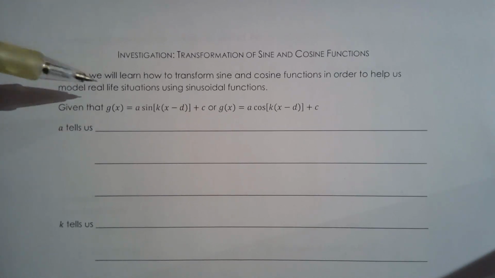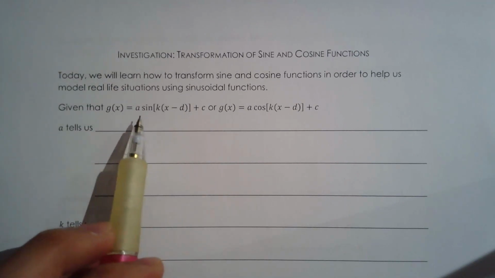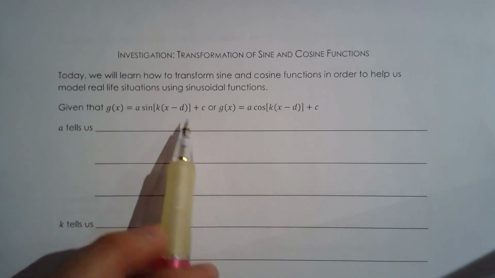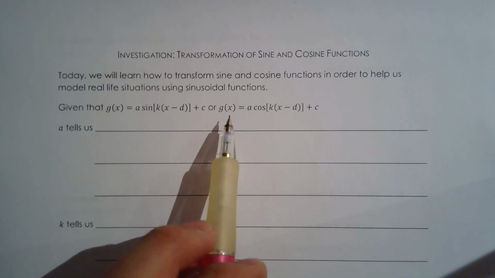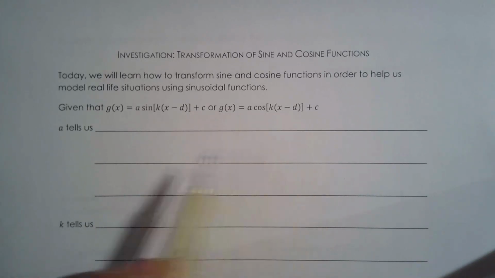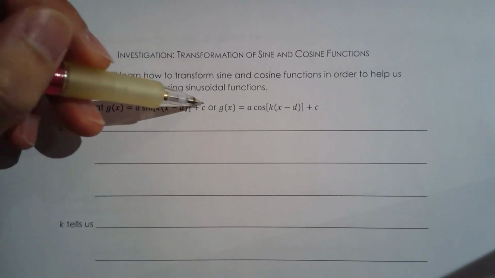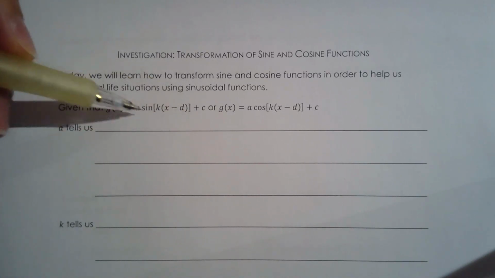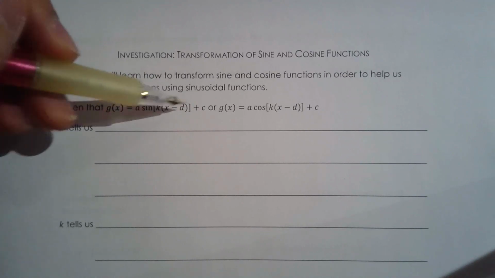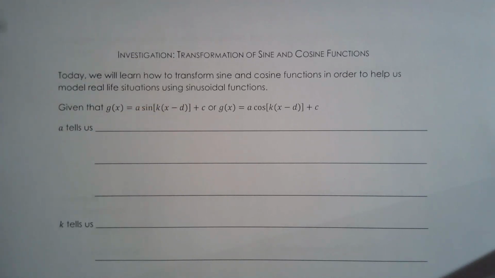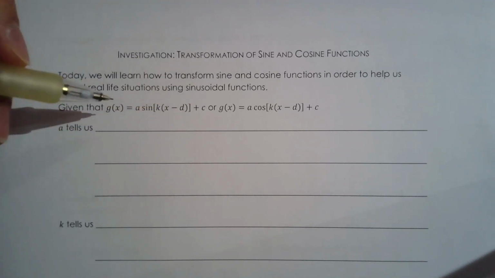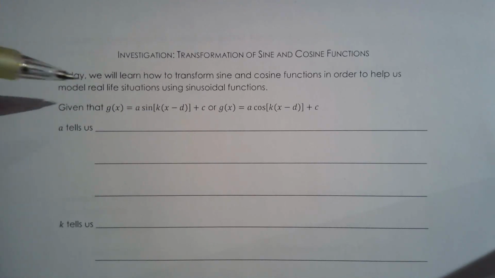So just a quick refresher. If you transform a sine function, it's going to look something like this. If you transform a cosine function, it's going to look something like this. In both cases, you have the parameters a, k, d, and c. So we're going to quickly refresh our memory on what a, k, d, and c give us when we transform a trigonometric function, whether it's the sine function or the cosine function.